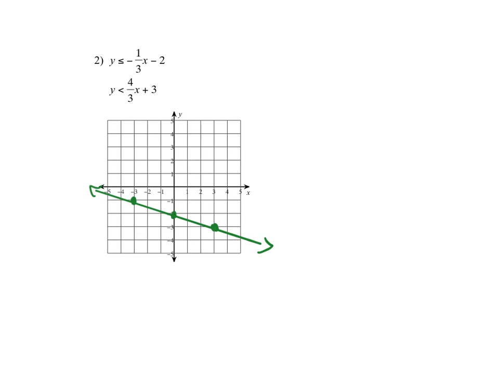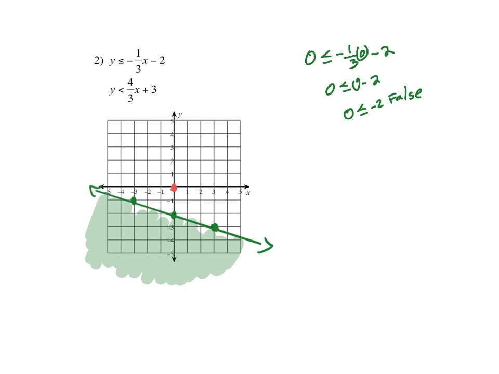So again, I'm going to use my test point. I'm going to use 0, 0. So this is 0 less than or equal to negative 1/3 x minus 2. That means that I'm going to change this x to a 0. 0 less than 0 minus 2. 0 less than negative 2. This is false. Right? So that means that I need to shade down here. So I'm going to shade everything that is down here.